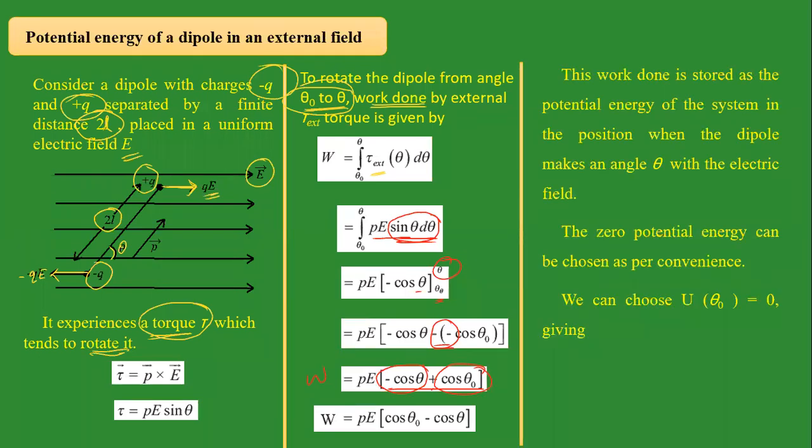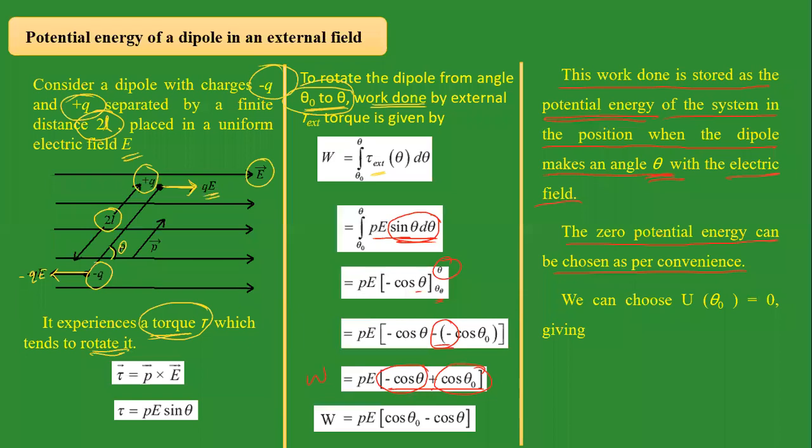Now you remember this work done is stored as potential energy. The work done is stored as electrostatic potential energy of the system in the position when the dipole makes an angle theta with the electric field. Now the zero of potential energy can be chosen as per convenience. We have to choose a zero potential energy point.